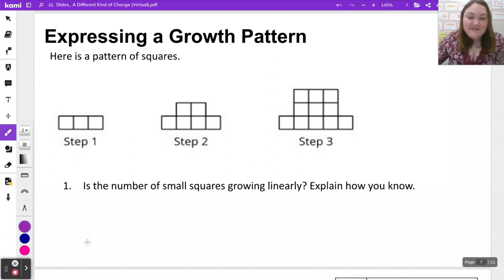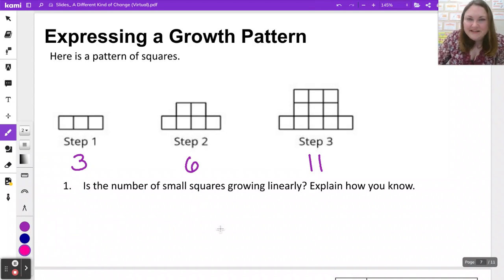To identify if it's growing linearly, it might help us to identify first how many squares are in each step. So step 1, I see 3. For step 2, I see 6. And then step 3, we have 11 there. So just based on those first 3 numbers, that is enough for me to say if it's growing linearly or not. What did you say?